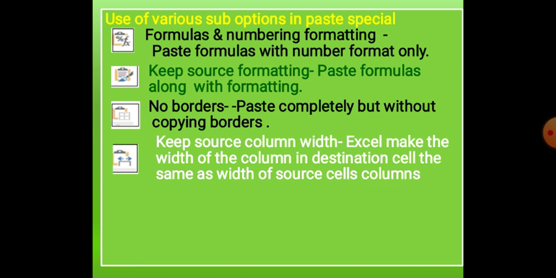Next is keep source formatting. This option pastes the formula along with the formatting also, children, from source to destination. No border: this option pastes the complete data, but does not copy any border from source to destination. And the next is keep source column width. This option makes the width of the column of the destination cell the same as the width of the source cell's column.